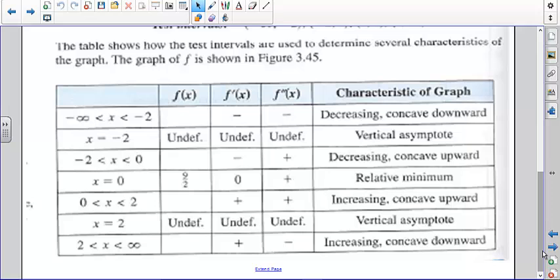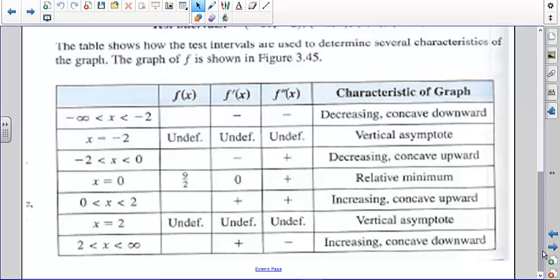At the points where the function is undefined, the derivative and the second derivative are undefined, those are your vertical asymptotes. At x equals 0, you find the value of the function, which was 9 halves. So that's where you're either going to have a minimum or maximum, if there is a change from decreasing to increasing, which there is, or increasing to decreasing. So this is a critical number. And because it's concave up, it's a relative minimum.